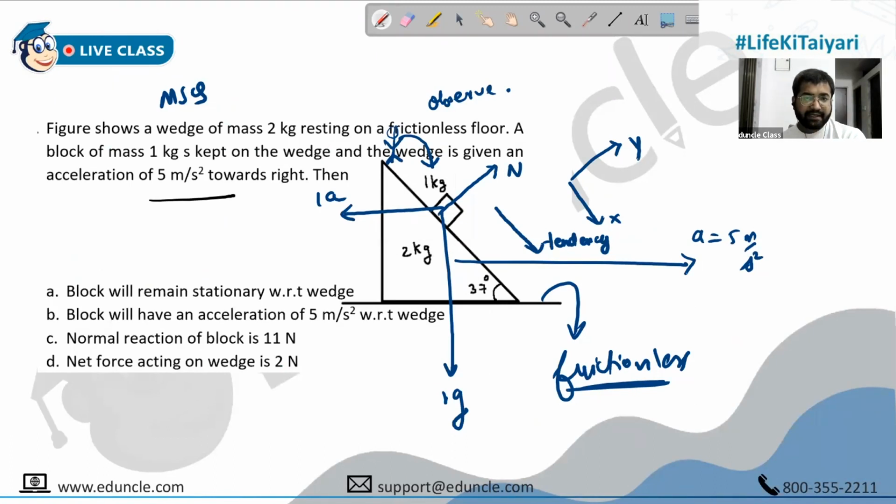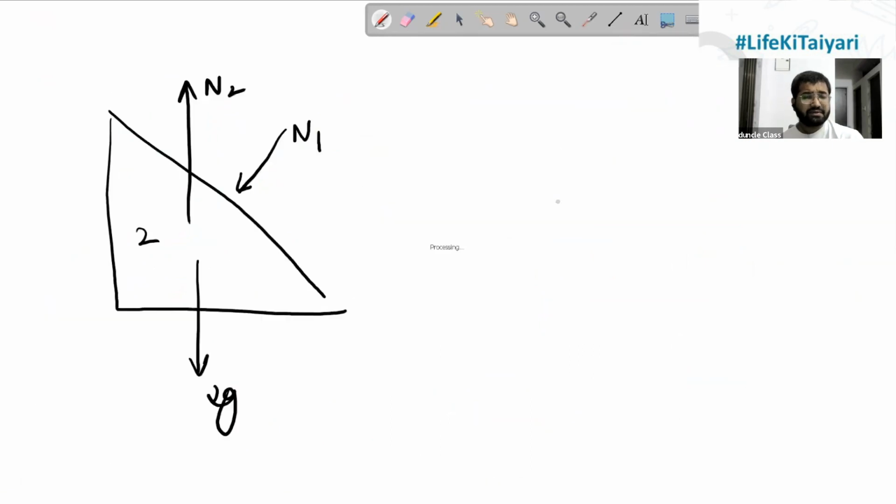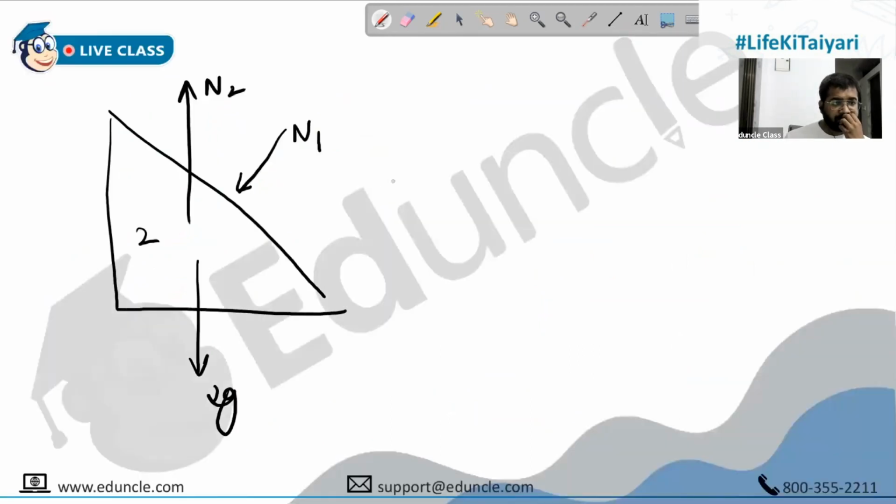Okay, I think if you are applying a force, since there is a pseudo force of 1A on the left side of the block, should there be 1A on the right side too? No. Acceleration is in the forward direction. That's fine. 5 meters per second square is what they have given us now.